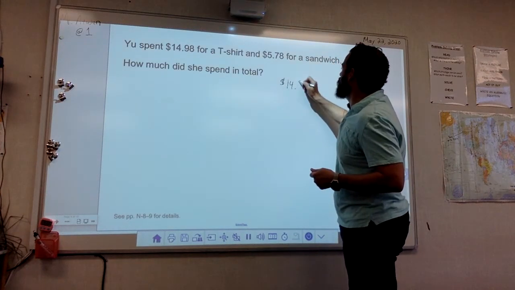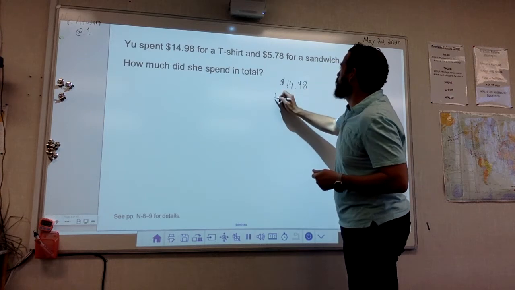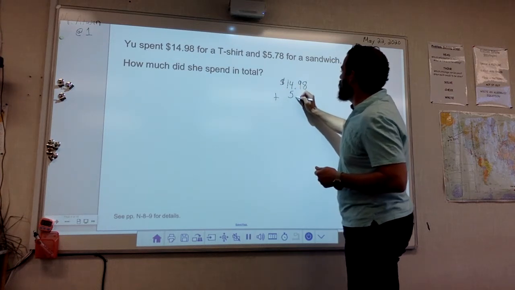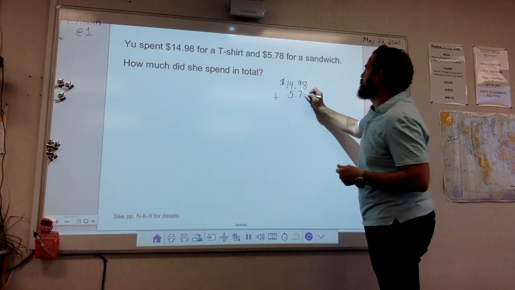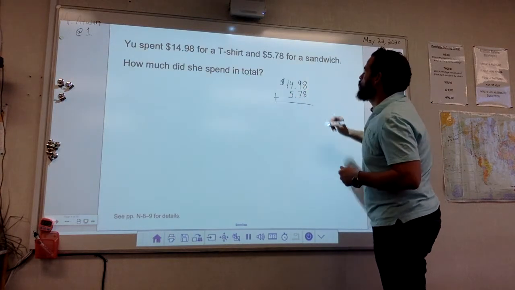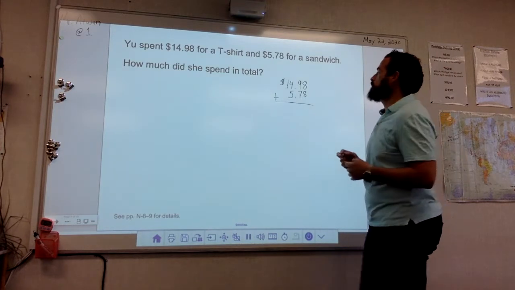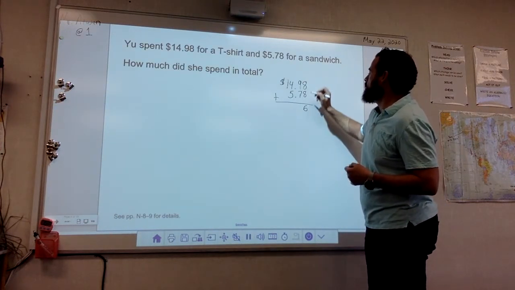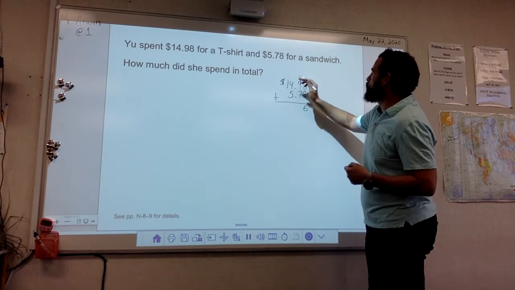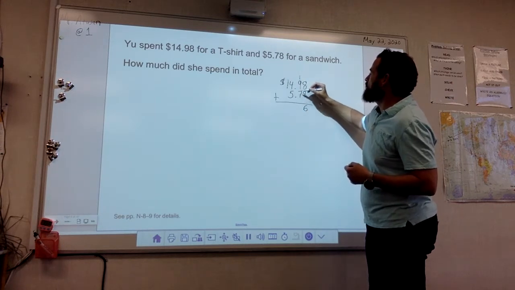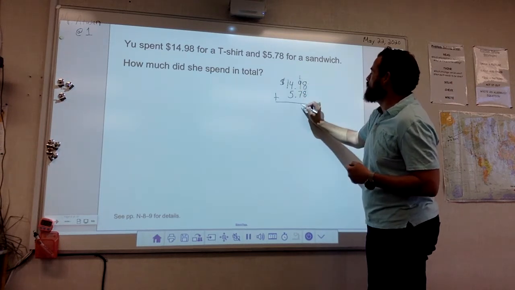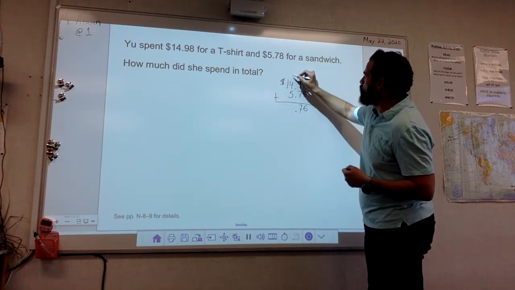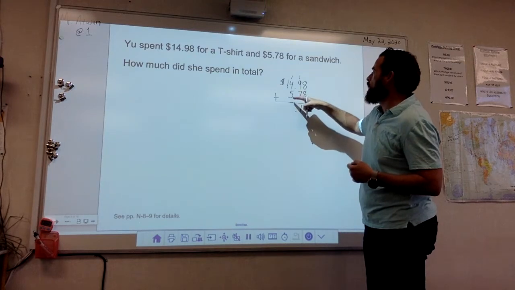So we can just write this out. 14.98 plus, and then the 5 is going to be right below the 4. There's my decimal point, and 78. So $14.98 plus $5.78. 8 plus 8 is 16. Carry my 1, regroup that. 9 plus 7 is 16. 16 plus 1 is 17. There's my 7. Make sure I put my decimal point. Make sure I put my 1 up there.